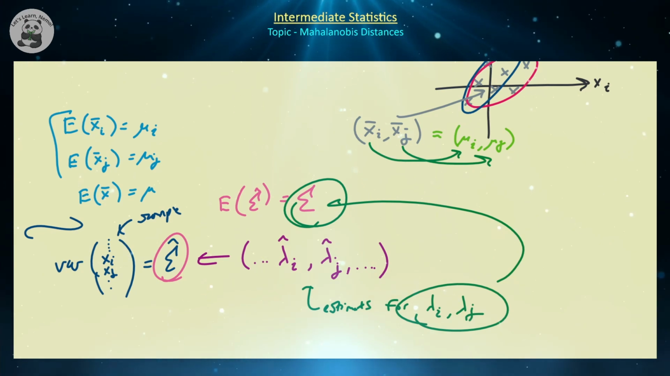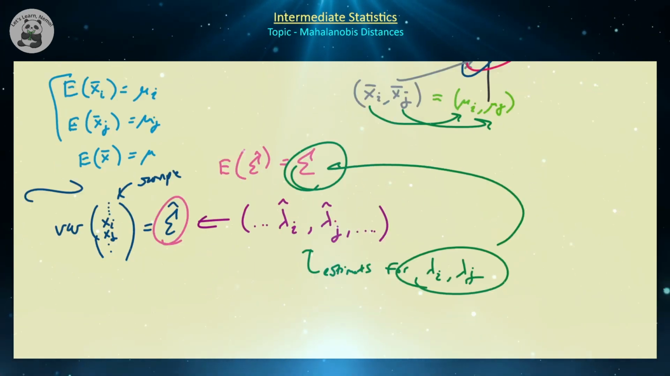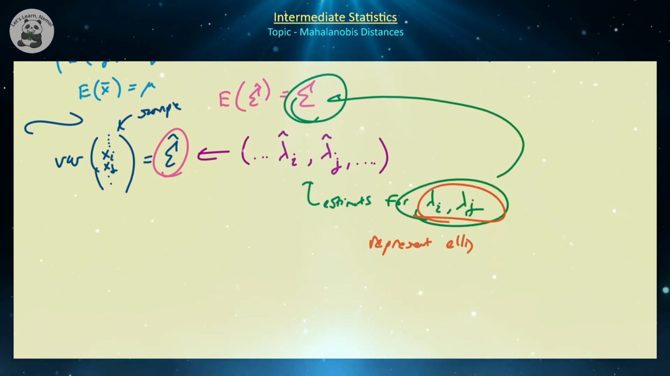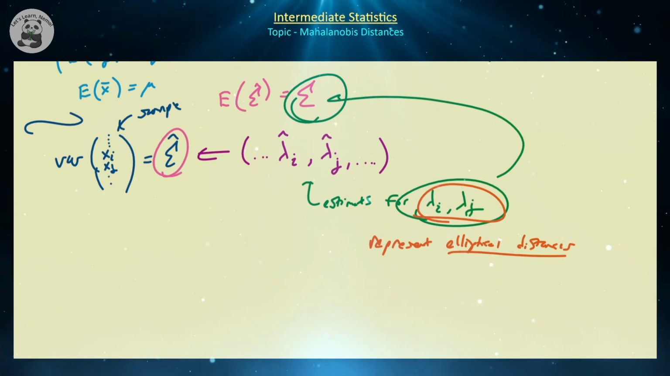Agreed? So keep in mind that these eigenvalues represent elliptical distances, provided that we're sampling from a multivariate normal distribution, of course. Obviously, if you break that assumption, then none of this holds. So normal is always a good starting point. And elliptical distance has a nice metric associated to it.